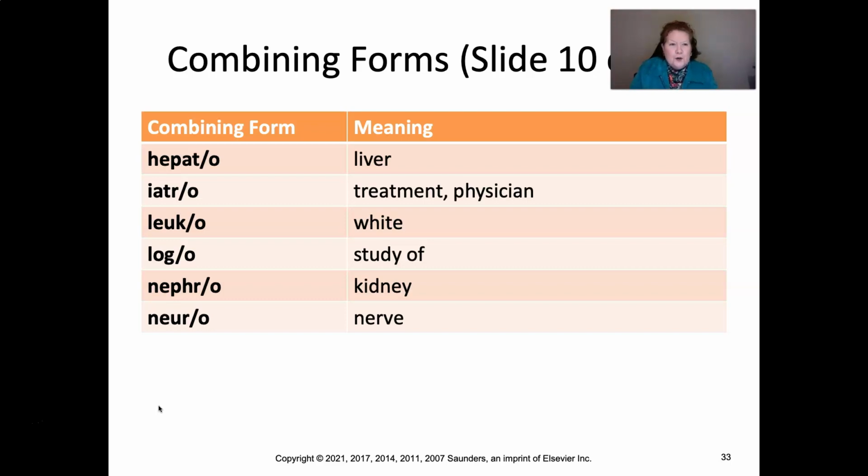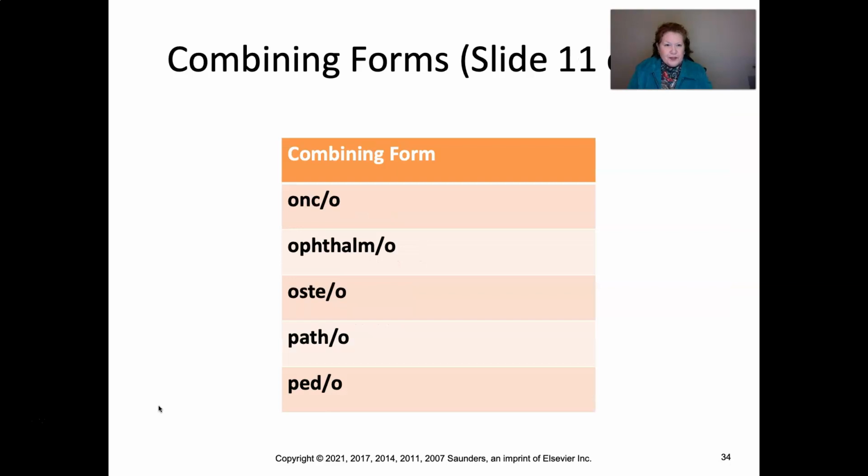/o, letter O, for the combining form, because you're going to need to know which ones don't end with an O. And you need to get used to seeing that O there, especially if you're going to have a prefix that starts with a consonant. So as you do your flashcards, make sure that you do ONC/O, OPHTHALM/O, ophthalm. That means eye.